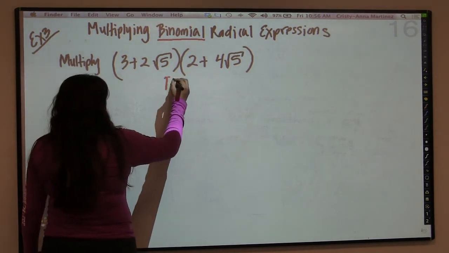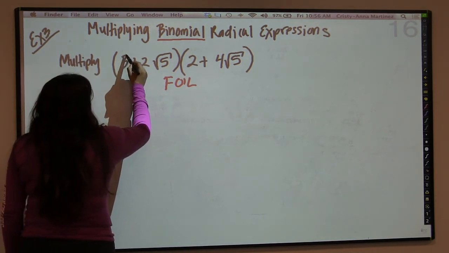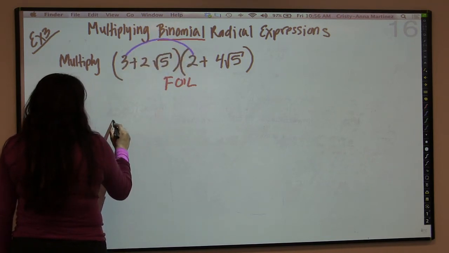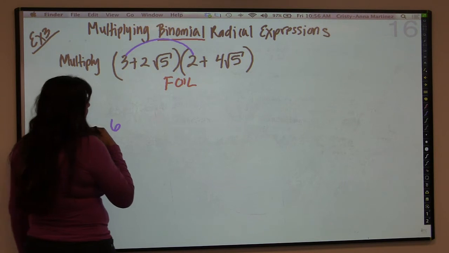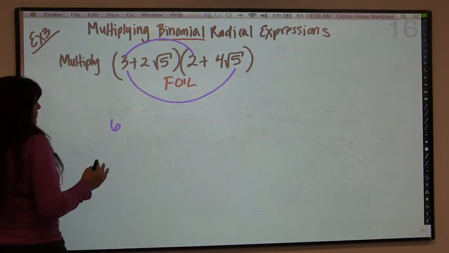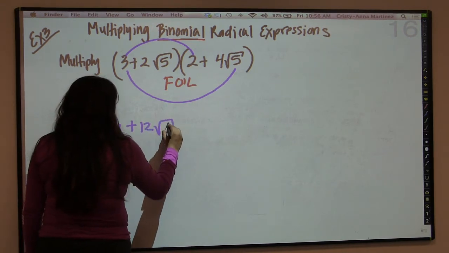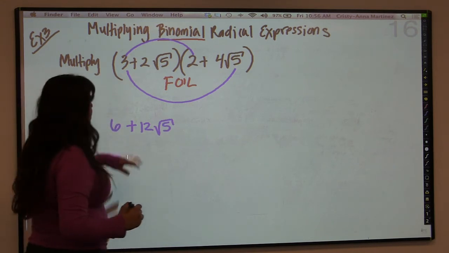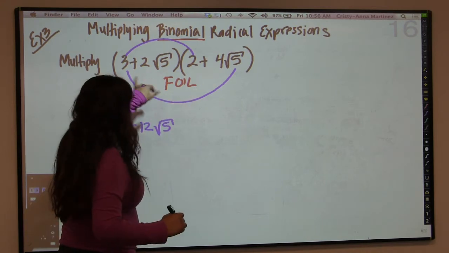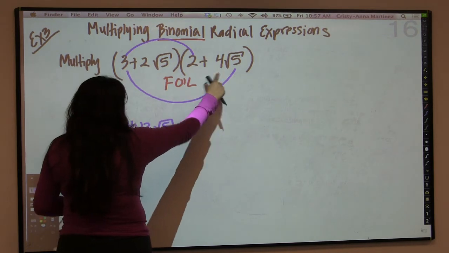FOIL is not something that is unheard of to us. We're going to go first times first, which is, let's do this in a different color here. We're going to go 3 times 2, and that's going to be 6. Then the O stands for outside, so we're going to go 3 times 4 root 5. And 3 times 4 root 5 is 12 root 5. So we're going to get plus 12 root 5. Notice how when you multiply the 3 times the 4 root 5, you multiply the 3 and the 4, but not 3 and the 5. So this is not 12 root 15. It's just the 3 times the coefficient of the 4, which is 12.